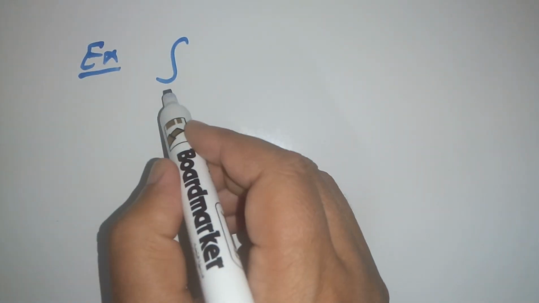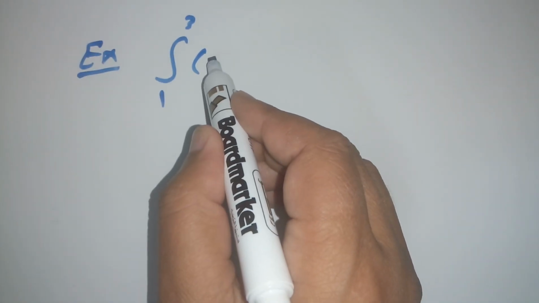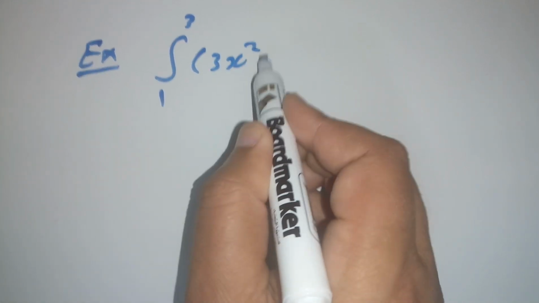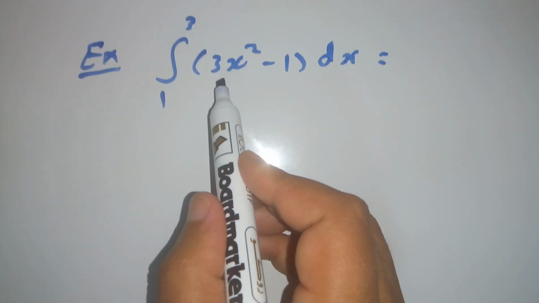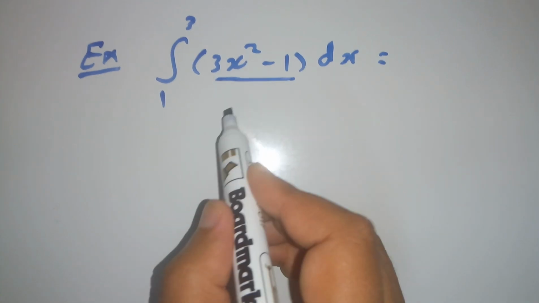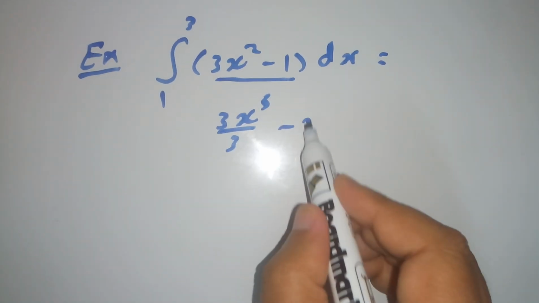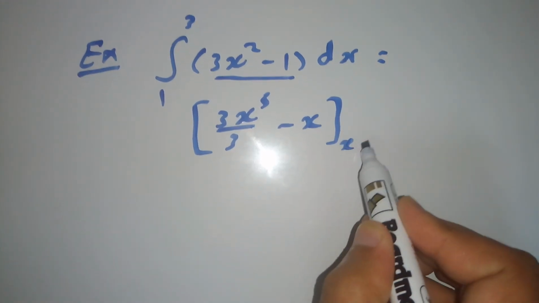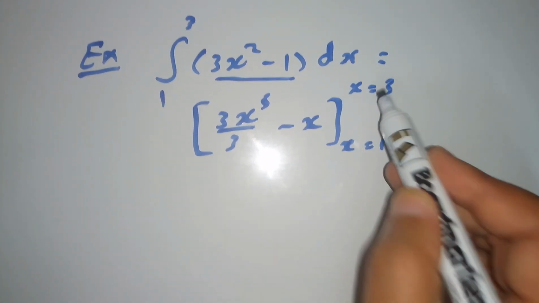Another example. Evaluate from 1 to 3 of 3x squared minus 1 dx. Here you will get the integration of 3x squared minus 1. The integral of 3x squared will be 3x to the power 3 divided by 3. 1 is a constant, multiply it by x. This is from x equals 1 to x equals 3.